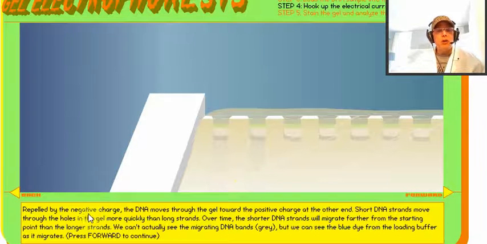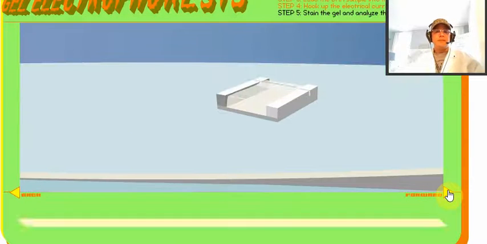All right. Repelled by the negative charge, the DNA moves through the gel towards the positive charge. So it's actually attracted to the positive as well. On the other side, shorter DNA strands move through the holes in the gel more quickly than long strands. Over time, the shorter DNA strands will migrate further from the starting point than the long strands. We can't actually see the migrating DNA bands, but we can see the blue dye from the loading buffer as it migrates.